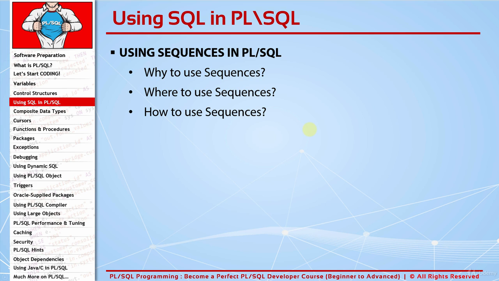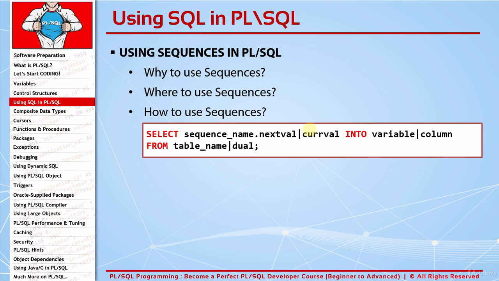We can use sequences in two ways. The first way is using our sequence in a select query. Before 11G, you have to do it like that. There is no other option in the previous releases. So how do we do that? We write our sequence name between the select and into keywords. We specify whether we use the next value or current value of our sequence with sequence name dot nextval or sequence name dot currval. And after the into keyword, we write our variable or column name.